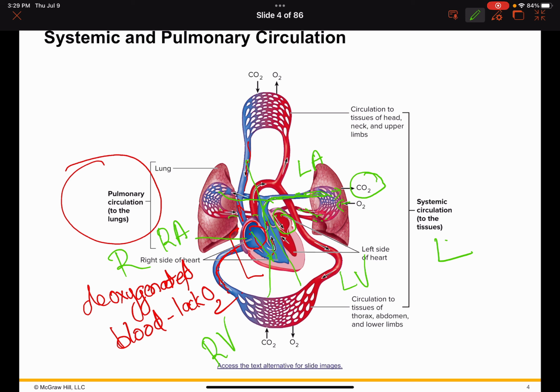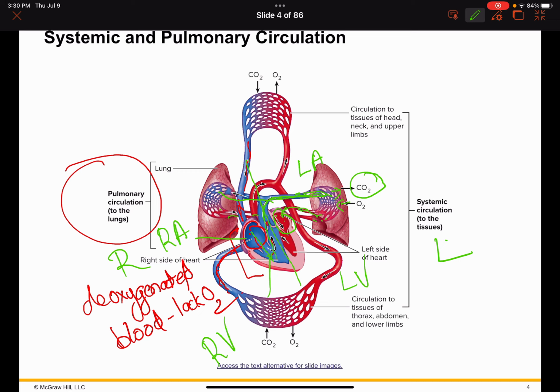Then pulmonary veins bring oxygenated blood into the left atrium. So this is one of the exceptions you see: veins carry oxygenated blood. So in the veins and arteries, one other question.